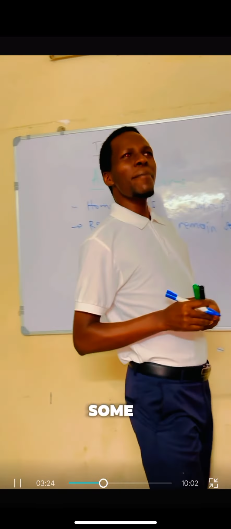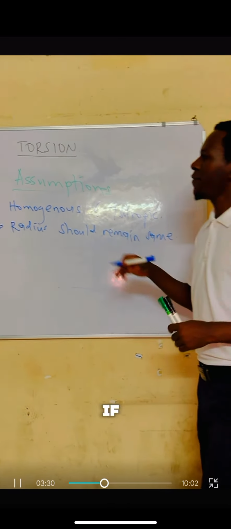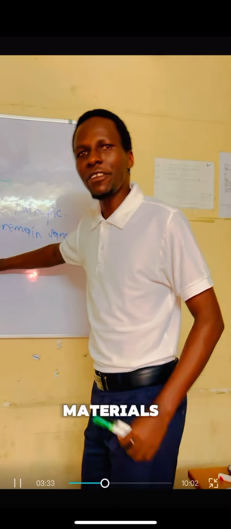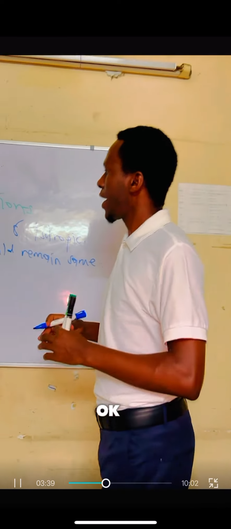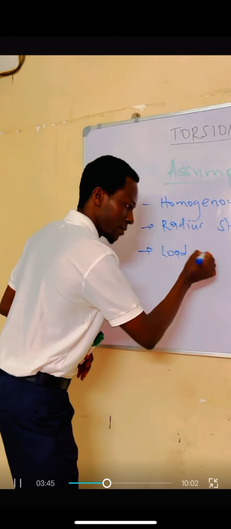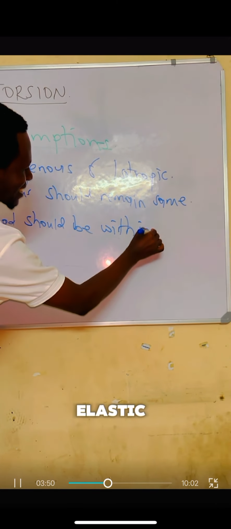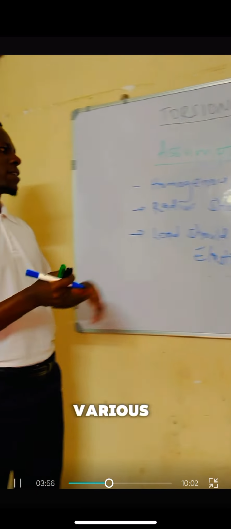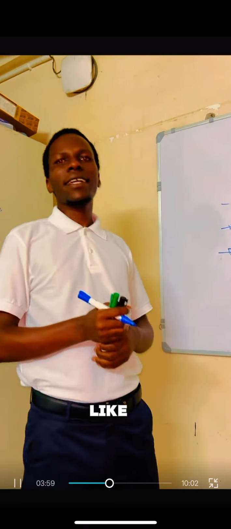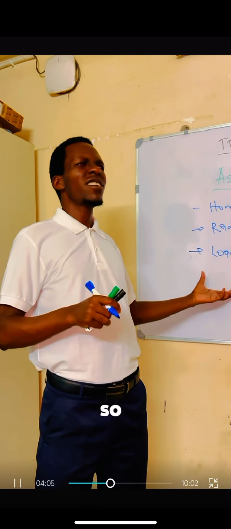Yes, so there are some other properties that you have to concentrate on, because the materials that we use are basically considered to be elastic. So the load is within the elastic limit. Dear students, when we're looking at the load that is being applied here, the load should be within the elastic limit. There are some other assumptions that are made, like the properties of that particular material remaining the same or uniform. So these are just a few.